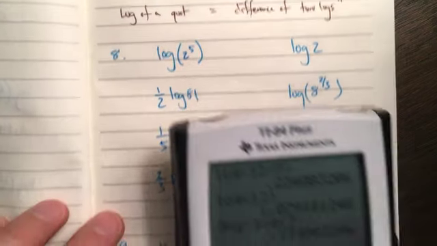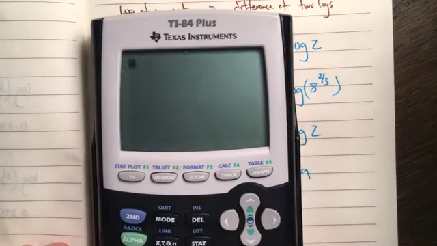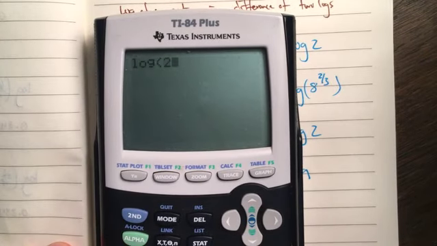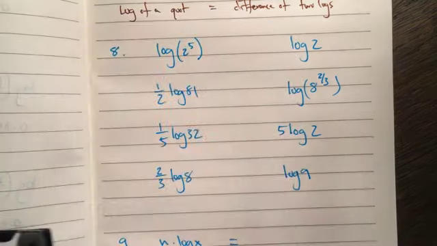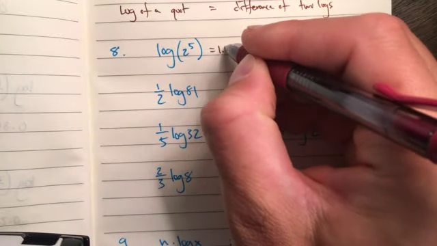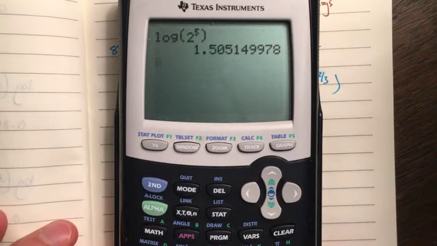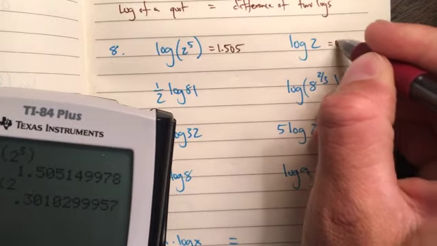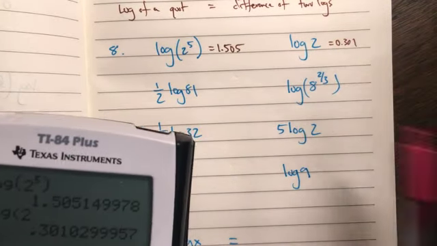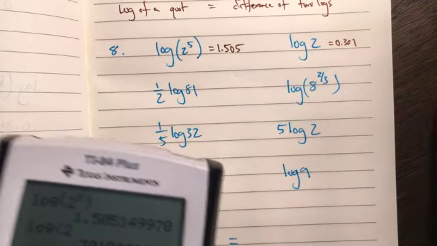All right, finally number 8 and 9, and then we'll wrap this up. It says find log of 2 to the 5th. So log 2 to the 5th is 1.505. Now let's find log of 2. Log of 2 is 0.301. Remember, that is the power of 10 which would get you 2. 10 to the 0.3 is 2.